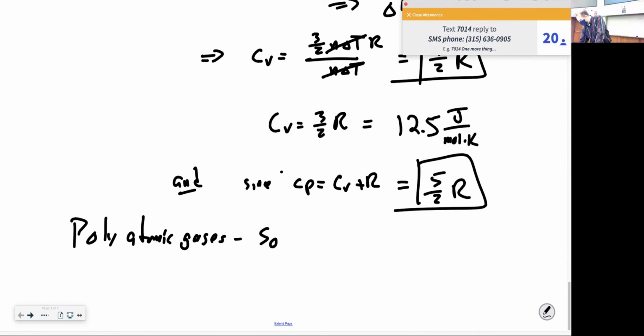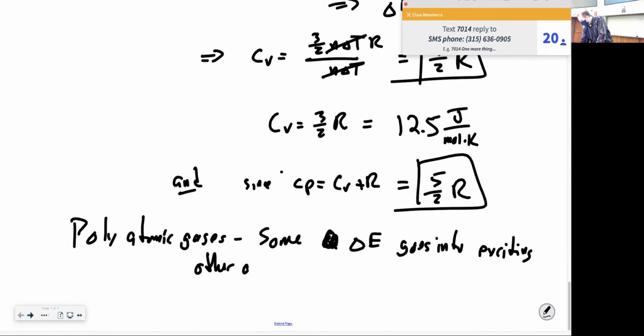So some Q, or I'll say some delta E, goes into exciting other aspects of the gas. We need to worry about something called degrees of freedom.